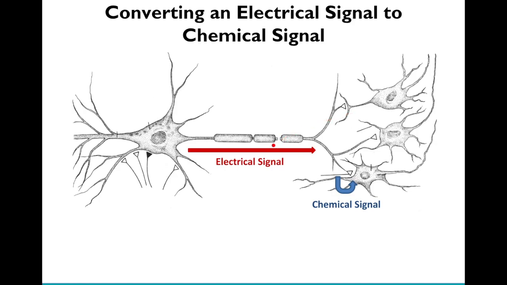So how is this information relayed from one neuron to the next? Basically, there are two ways. The first is that there's an electrical signal that happens inside one neuron. But to communicate with the next neuron, this signal needs to convert or change into a chemical signal.